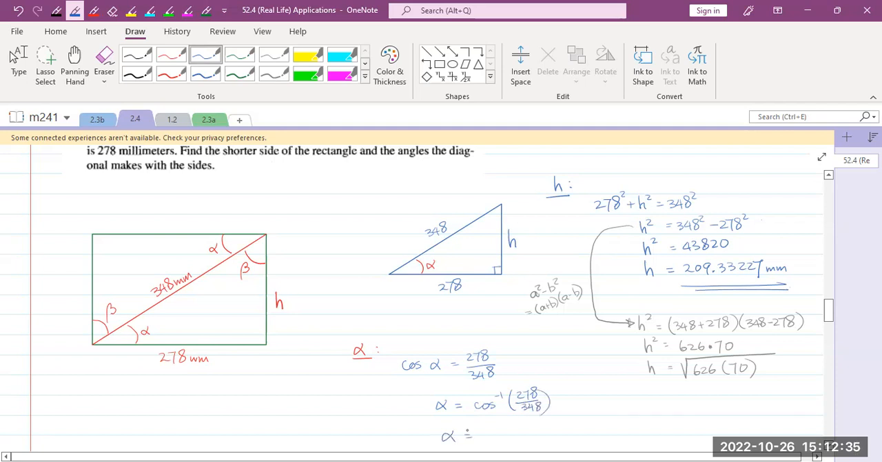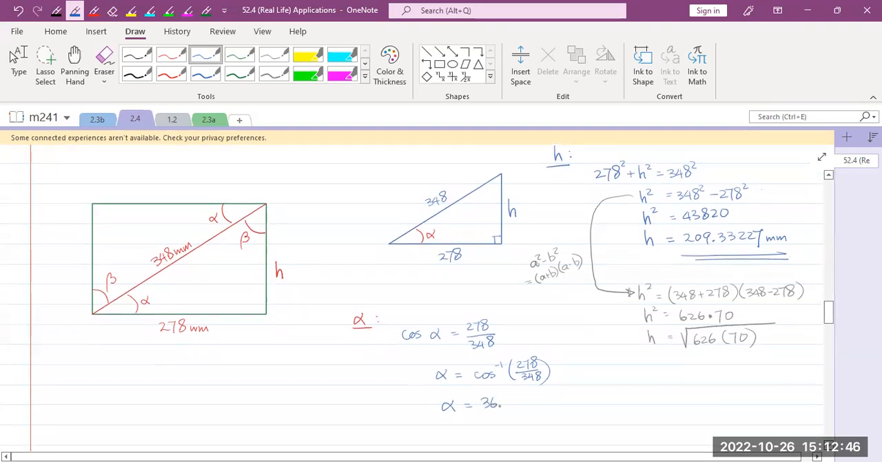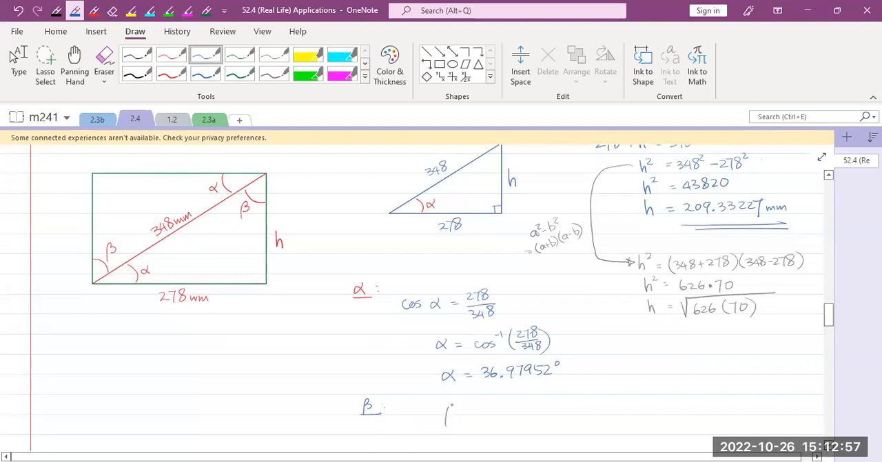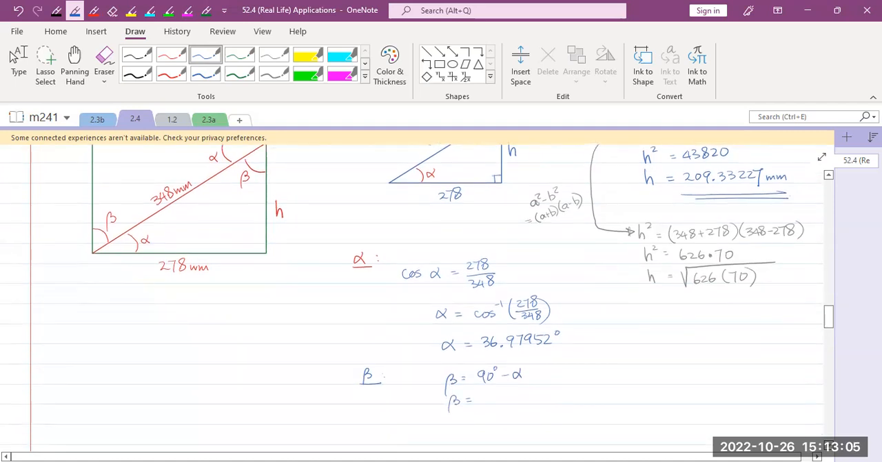So I use my calculator. Cosine inverse of 278 divided by 348, I get 36.97952 degrees. Now, angle beta is the complement, right? Angle beta is the complement, so beta must be 90 degrees minus alpha, right? That's the complement angle. Use your calculator, you will get 53.02048 degrees.